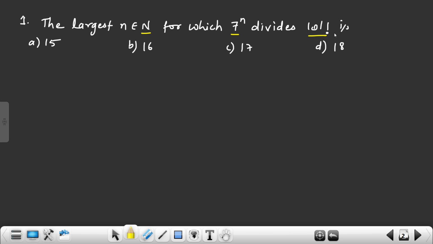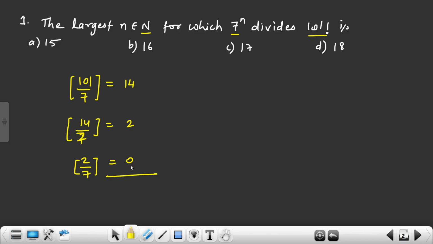So basically the factorial is given, 101 factorial, and 7 is a prime number, so we go with 7 and take the greatest integer. It is 14 point something, so it is 14. Now 14 by 7, greatest integer, is 2, and 2 by 7, greatest integer, is 0. Now simply add all these values, and you get 16. So the largest power of 7 in 101 factorial is 16. Which option is correct? Option B.